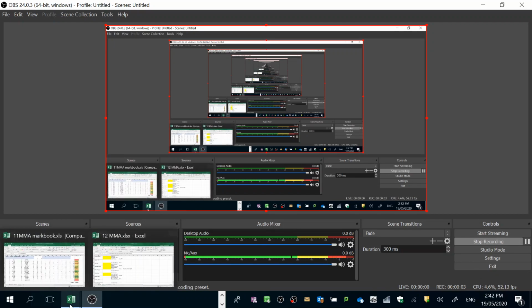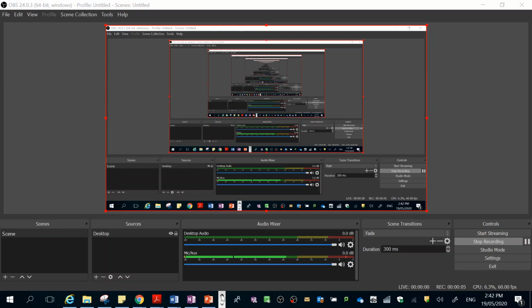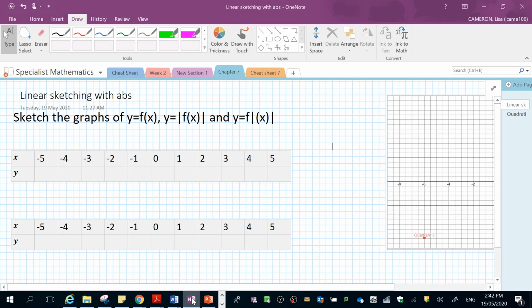Okay, so today we are going to be looking at sketching linear graphs with absolutes. So really all you have to do for this is follow the pattern of what it's saying. Today we're just going to sketch three functions. We're going to sketch f of x, then we're going to sketch the absolute of f of x, and then we're going to sketch the function with x absoluted.